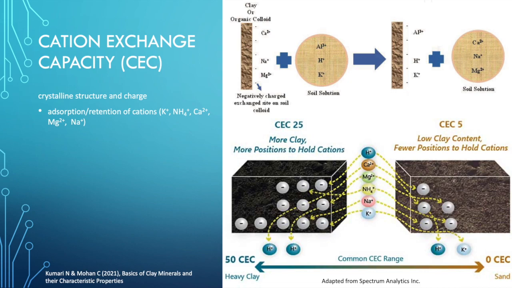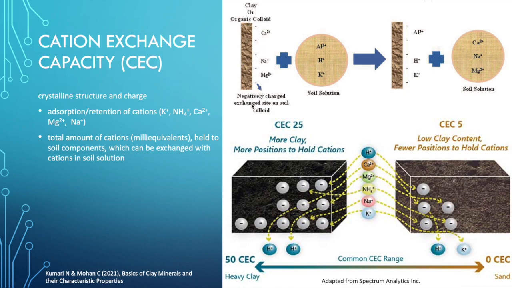However, what's really important with clays is that they have this capacity to exchange cations. So it's called the cation exchange capacity. And basically, this depends on the crystalline structure and the charge that's on the clay, which then determines absorption or retention of cations, and these are the positively charged ions. So the definition of cation exchange capacity is the total amount of cations, measured as milliequivalents, that are held by the soil components, particularly the clay component of soil, and which can be exchanged with the cations in the soil solution.